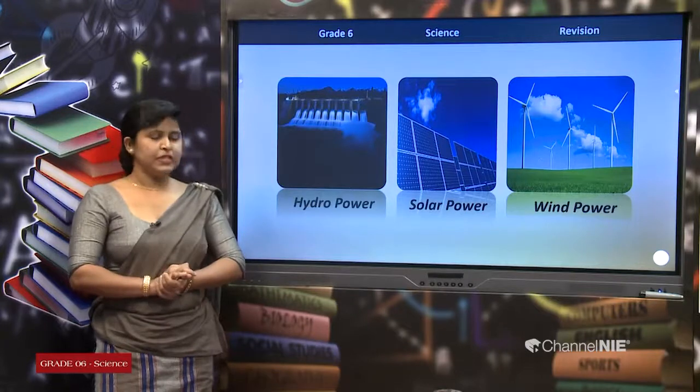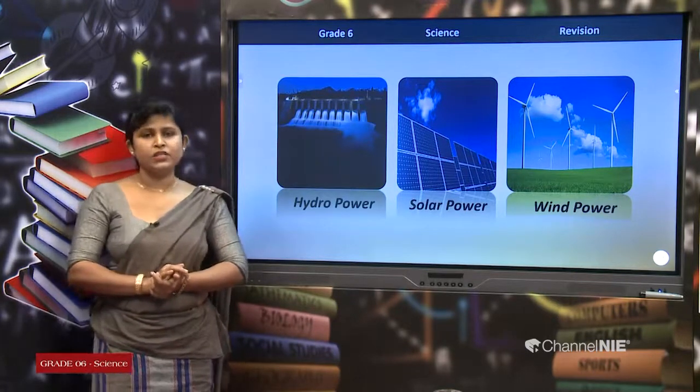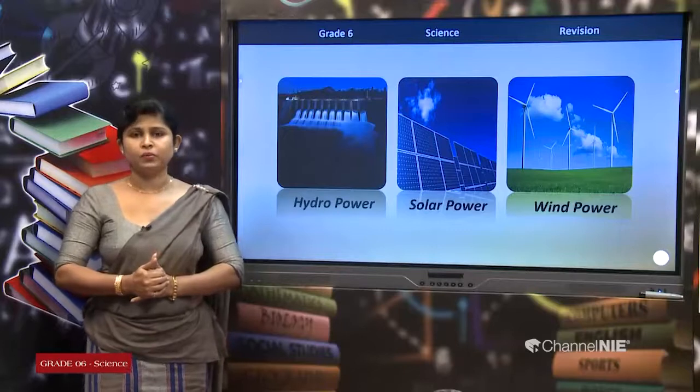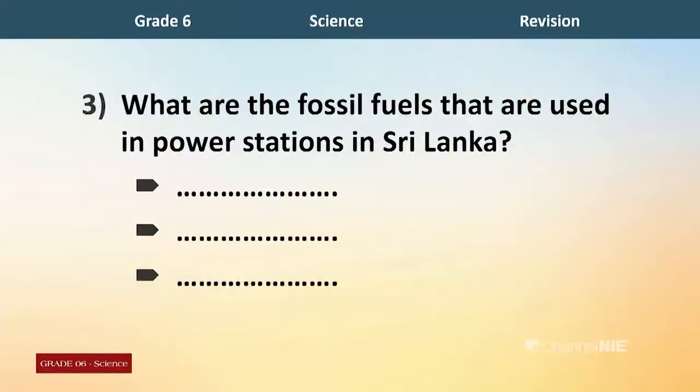In the third picture, you can see a windmill. With the help of kinetic energy of the wind, the electricity is generated. Those are the methods used in our country to produce the electricity. Look at the third question. What are the fossil fuels that are used in power stations in Sri Lanka?